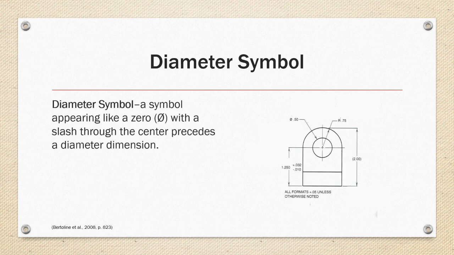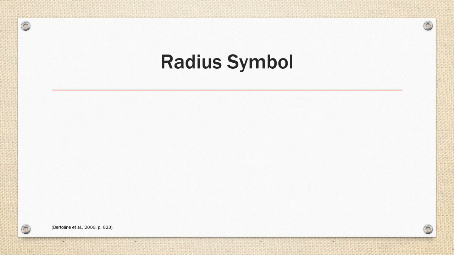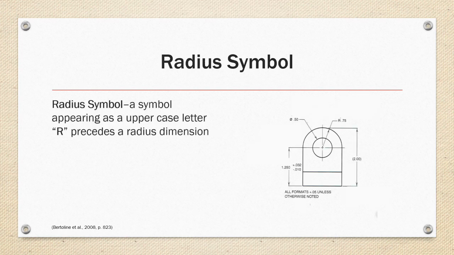The diameter symbol. The diameter symbol appears like a zero with a slash through the center, and it precedes a diameter dimension. It's actually derived from a Greek letter. Radius symbol. The radius symbol appears as an uppercase R, and it precedes a radius dimension as shown in the image on the right.